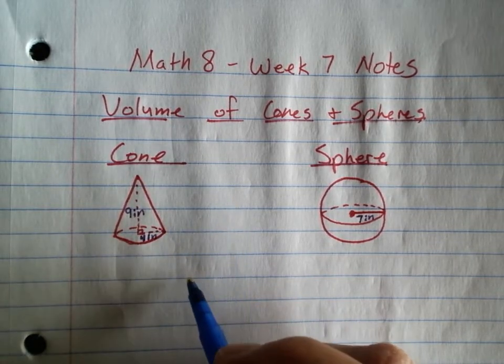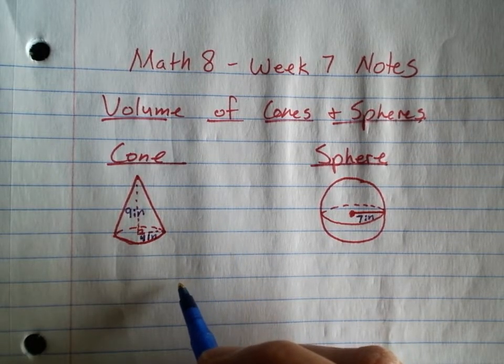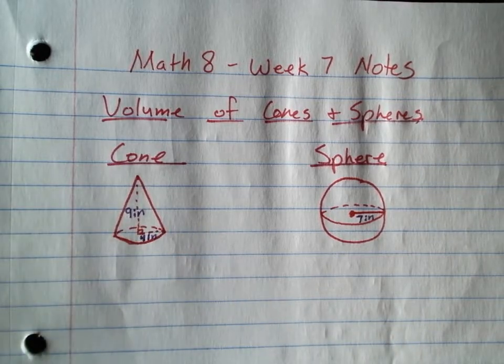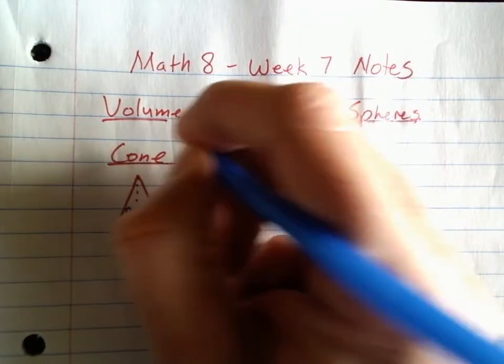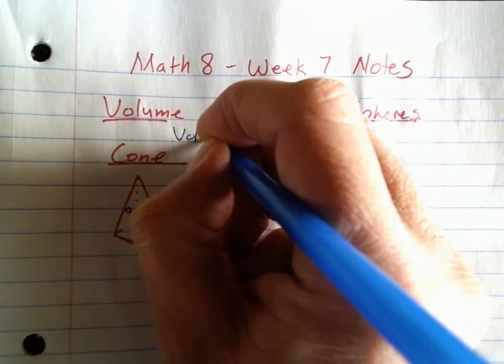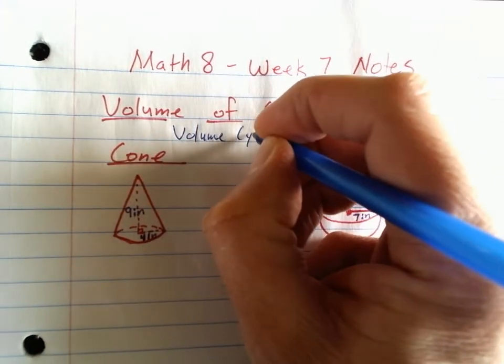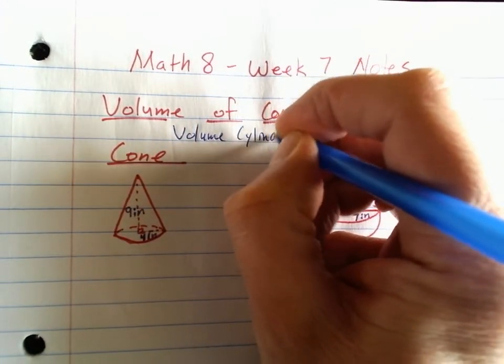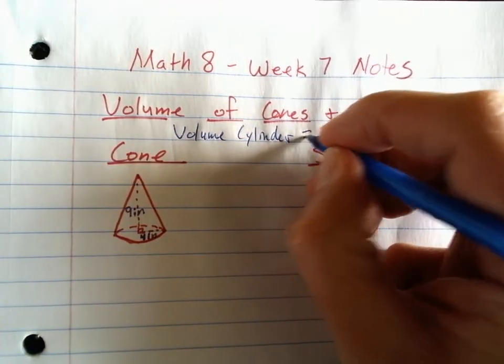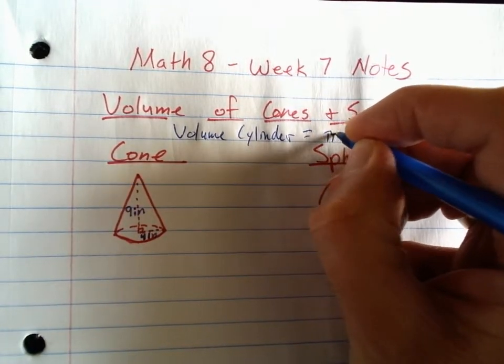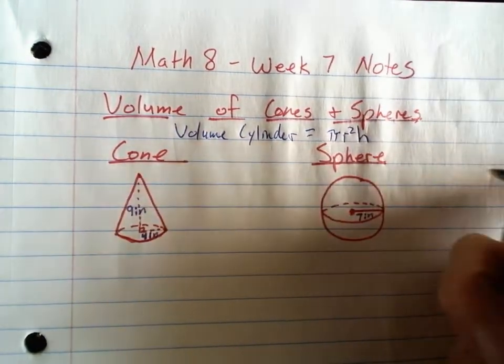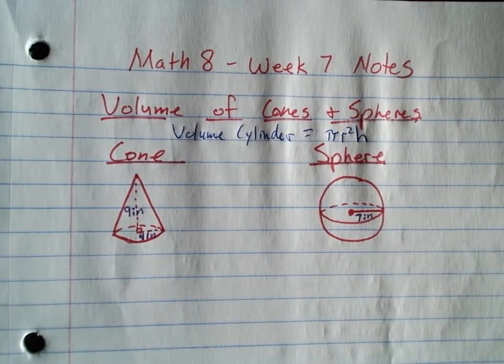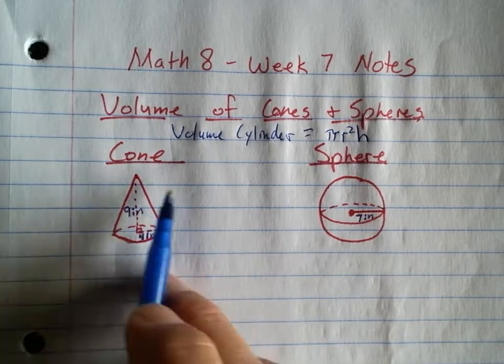We're in our 7th week of this distance learning experience, and we're going to do more volume. Last week I felt like it went really well when we were looking at the volume of a cylinder. If you recall, the volume of a cylinder equals pi r squared times h, okay? Now we're going to continue with volume, starting with a cone.